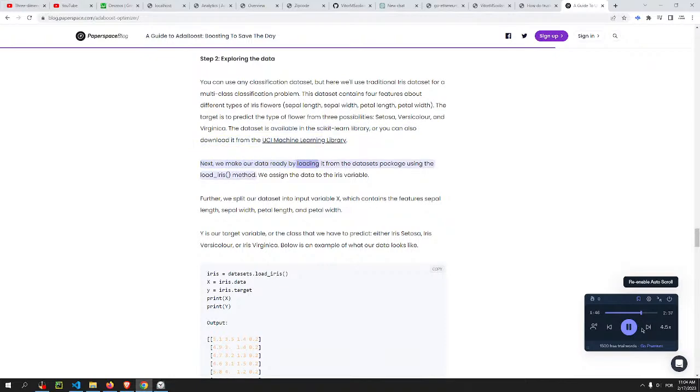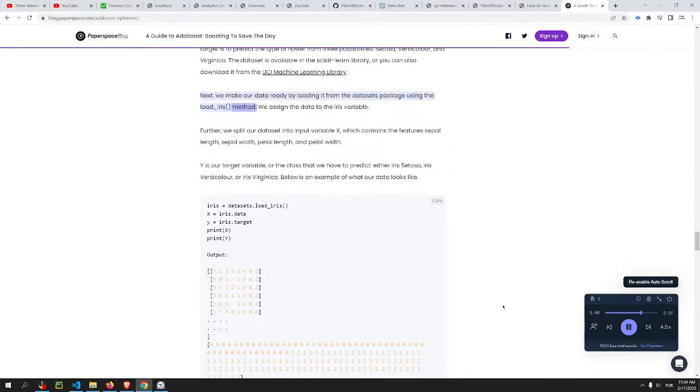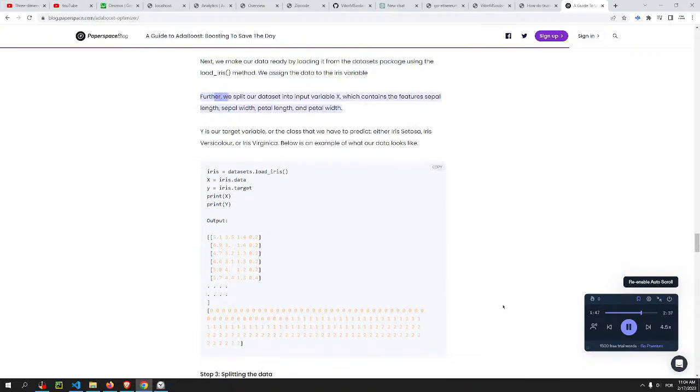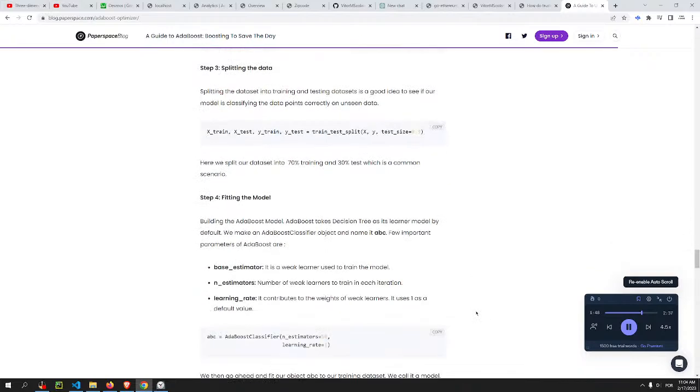Next, we make our data ready by loading it from the datasets package using the load_iris method. We assign the data to the iris variable. Further, we split our dataset into input variable X, which contains the features such as sepal length. Y is our target variable, or the class that we have to predict.